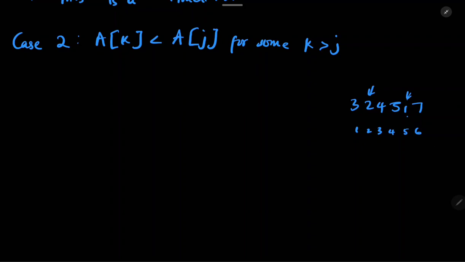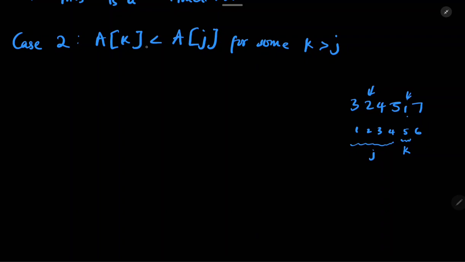Let us call number 1, which is at position 5, K. This is our K. And let's call everything up to this point position, this is some position J. So this K is greater than J. Great. So let us try to interpret this.